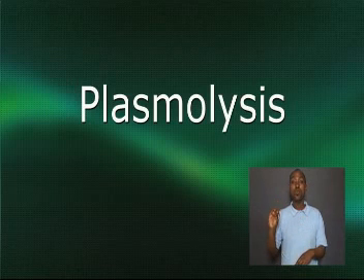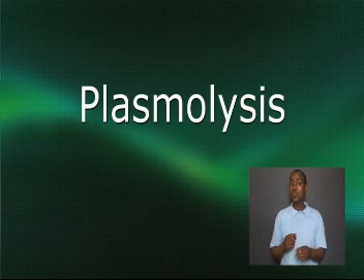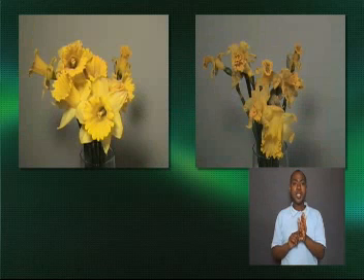The best example of a turgid plant and a flaccid plant is comparing a plant that is watered regularly to a plant that is not watered. The plant that is not watered will shrivel because it has lost its turgor pressure.